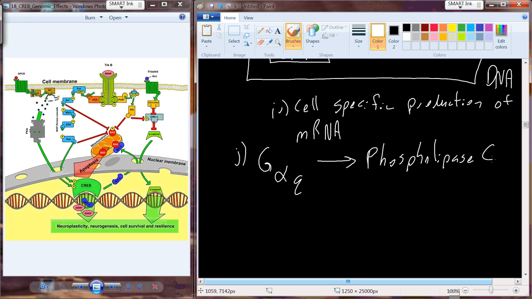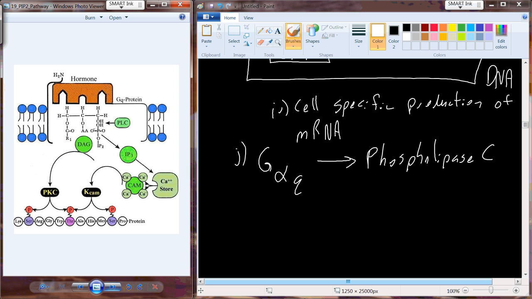Now, the other pathway that you should be relatively familiar with is phospholipase C, the PIP2 pathway. So here's an example of the PIP2 pathway. Here's our G alpha Q, G protein. You have the hormone that binds up onto the receptor, and we're going to activate PLC, phospholipase C, and it's going to interact with this molecule called PIP2. And produces a molecule called DAG, diacylglycerol, and a molecule called IP3, inositol triphosphate. And then we have some changes here in calcium handling inside of the cell.